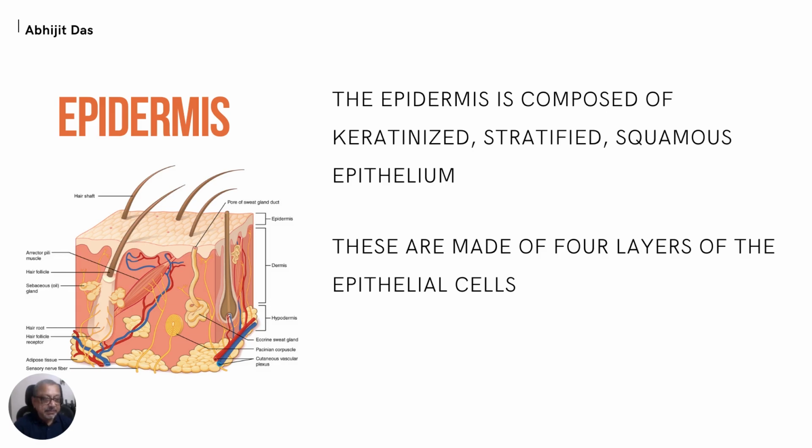Now, let us first understand the epidermis. Epi means outermost, derma means skin. Thereby, epidermis is the outermost layer, and epidermis is composed of keratinized, stratified, and squamous epithelium. Let me define all these three terms. Keratinized means it contains keratin, which is a kind of protein. Stratified means there are multiple layers, and squamous means flat. So they are made up of epithelial cells, which are keratinized, stratified, and squamous epithelium.